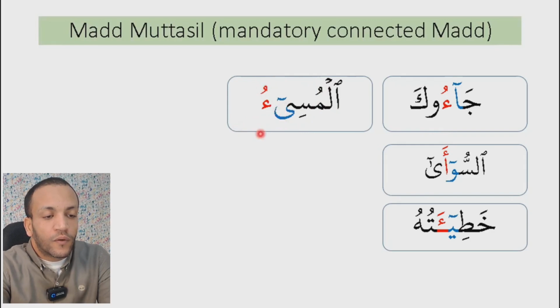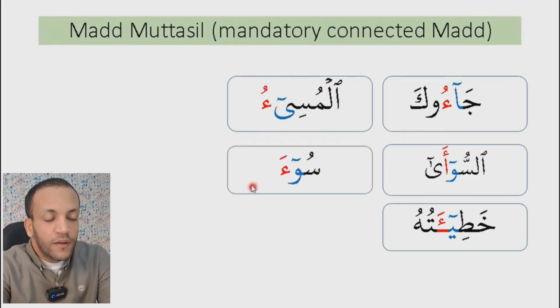The prolongation is here. Another example here, another example for the letter Waw at the end of the word. The last letter is the letter Hamza. So you will read here applying a mad of 4 harakat. You will read Su'a.